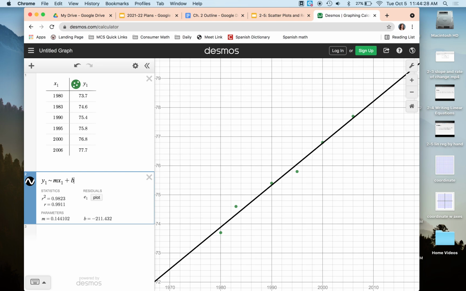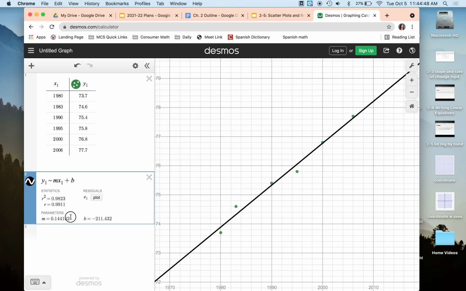And so notice that a line has shown up. You have to be very careful. Make sure that you have y1 and x1 here, because x1 and y1 are the values where you've put the numbers in your table. Sometimes if you create another table, this changes to x2, y2, and you would need to then adjust your regression part as well, because otherwise Desmos will give you an error.